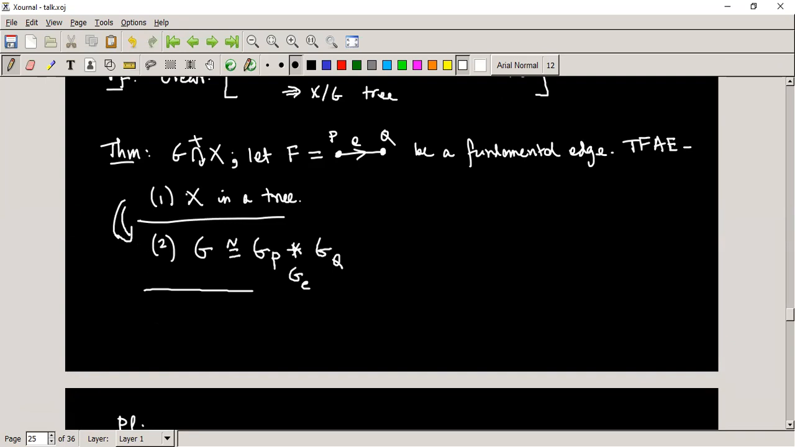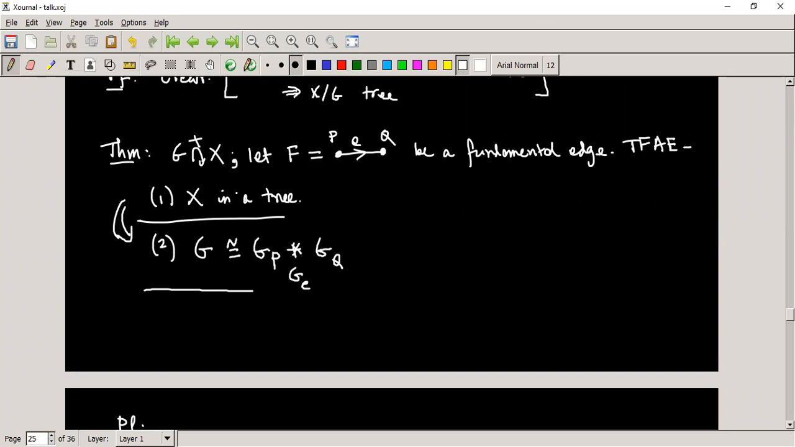effect of a group acting on a tree. So it seems that Ritvik is in the waiting room, but he is not. Okay, sorry. All right. So yeah.